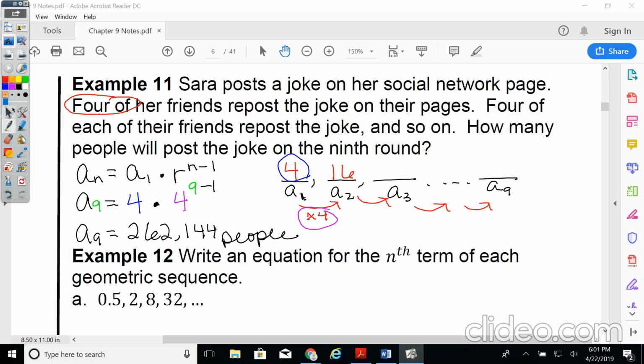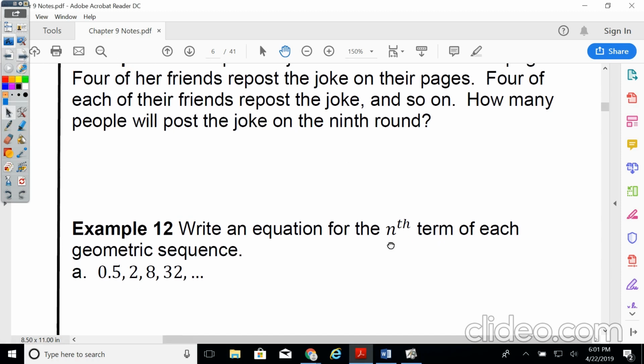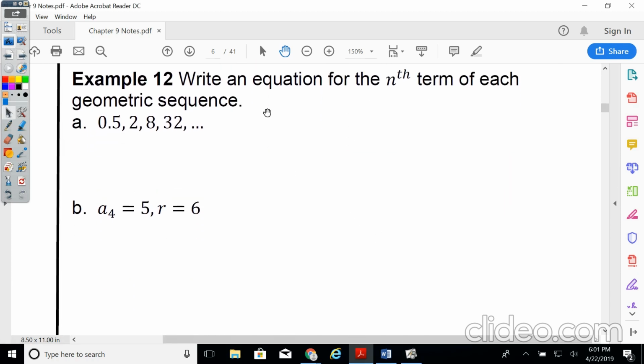All right, and then we'll just do number 12 today. We'll save 12b and 13 for tomorrow. So looking at 12, this one wants us to write an equation for the nth term. Nth is an explicit equation, so let's write the explicit formula: a sub n equals a sub 1 times r to the n minus 1.